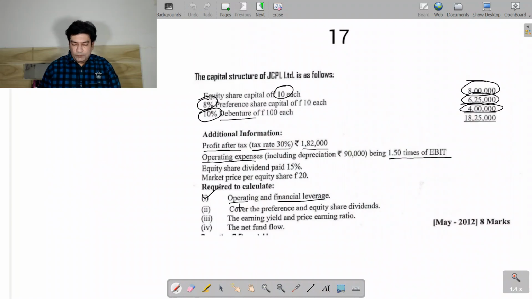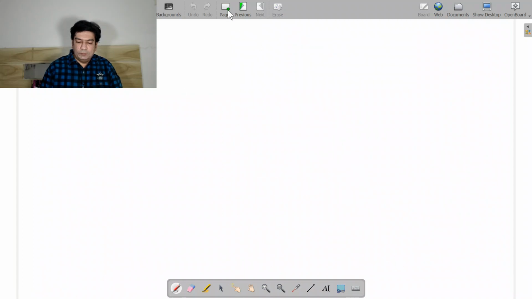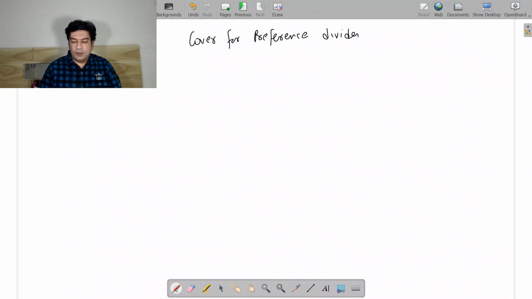So we are able to find the first part. Now they have said you have to find the cover for the preference dividend and for the equity dividend. So the cover for preference dividend, the formula you need to remember, that is profit after tax divided by the preference dividend.